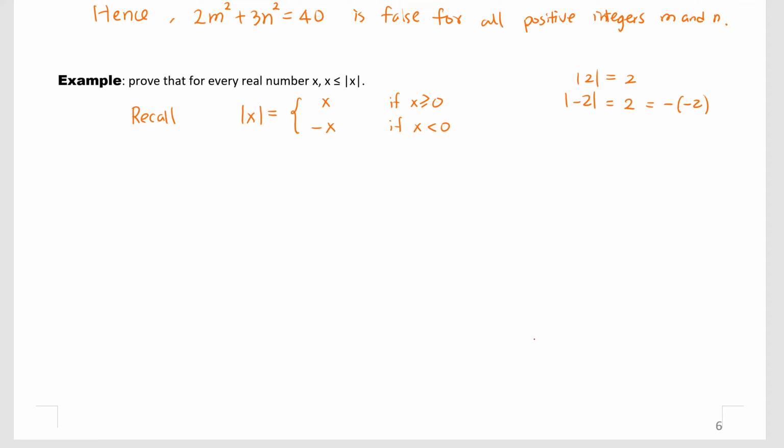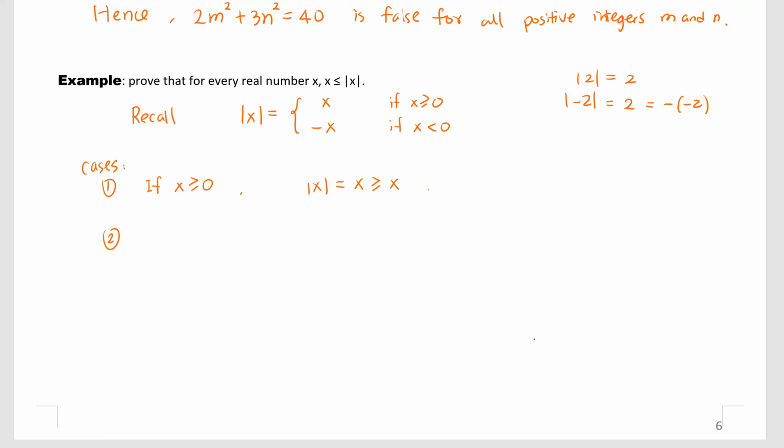So, how do we show it? We want to break the absolute value, so we separate into cases. So, here are the cases. First, if x is greater than or equal to 0. Well, in this case, absolute value of x equals x. So because it equals x, we know it's also greater than or equal to x. So now we know the proposition x less than or equal to absolute value of x is true.